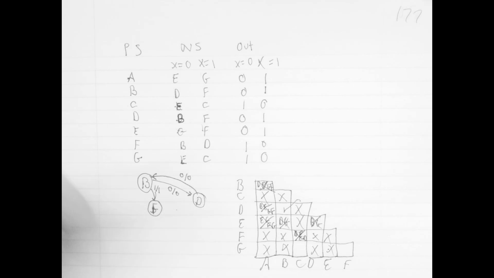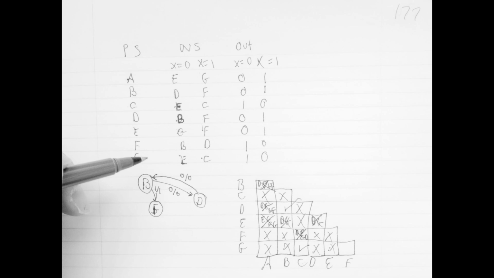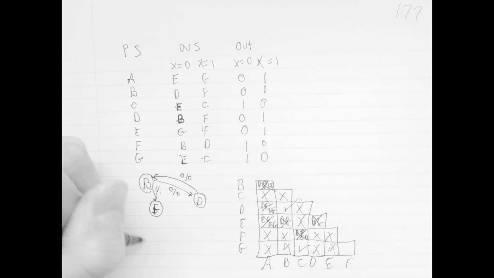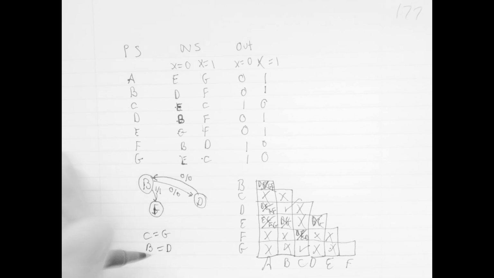Now here comes CG. C to G, E to E, that's the same. C to C, that's the same. Looks like CG, CG are the same. So at this point now, I can say that C equals G and B equals D.